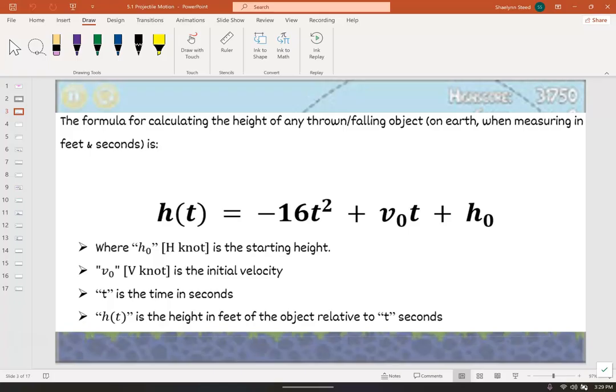So the formula for calculating the height of any thrown or falling object on Earth, when measuring in feet and seconds, is h of t, meaning the height is a function using time as your input, is going to be negative 16 t squared plus v naught times t plus h naught. H naught is h subscript 0, so again it's just that starting height at time 0. V naught is still initial velocity, t is the time in seconds, and h of t is the height of the object relative to time in seconds since it's been thrown.